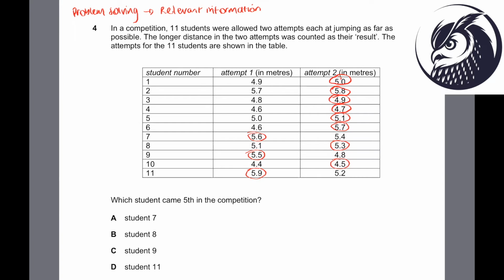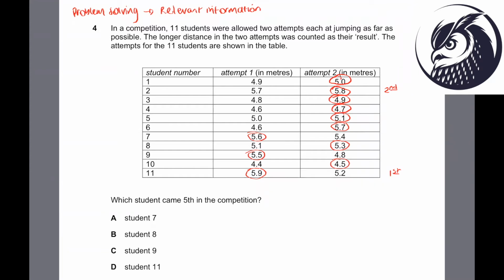Okay, so 5th, I like to work down from first. So what we'll do is let's find the highest number, and that would be the 5.9 over here. Right, that's the longest recorded jump. So we know that student 11 was first. So I'm just gonna write that there, and let's just work our way backwards to 5th. Okay, so who got this second highest attempt? That would be student 2. They recorded 5.8 meters, so they're second.